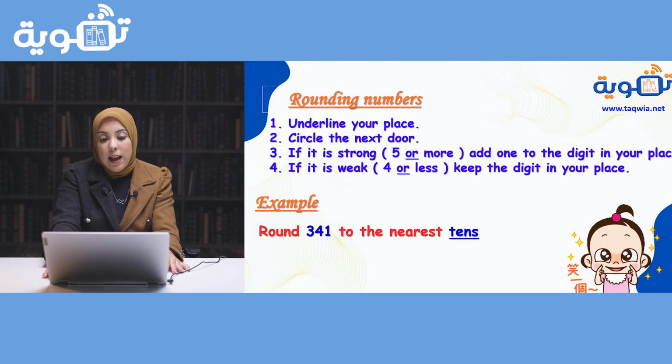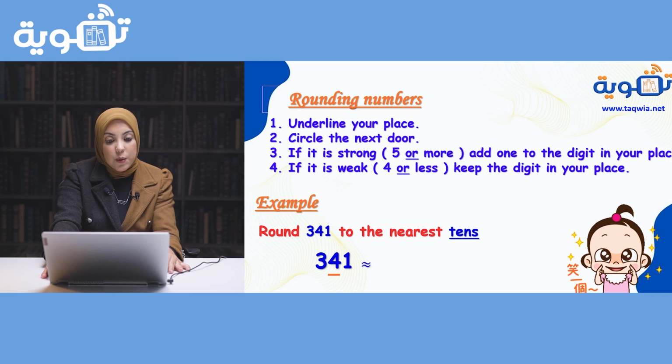Here we have to underline the tens place and circle the digit to the right. Is 1 strong or weak? 1 is a weak number, so it will not give the 4 anything, so we keep it. It's going to be 340.